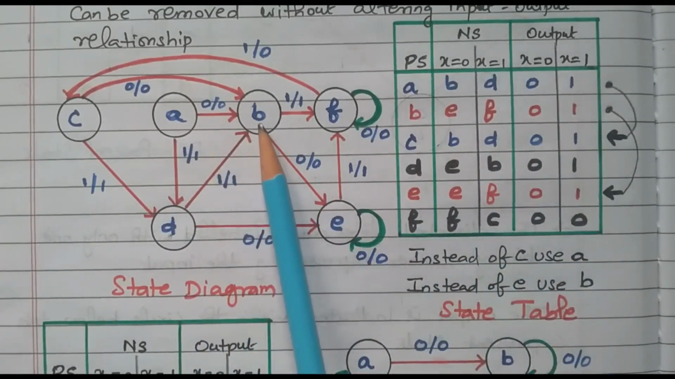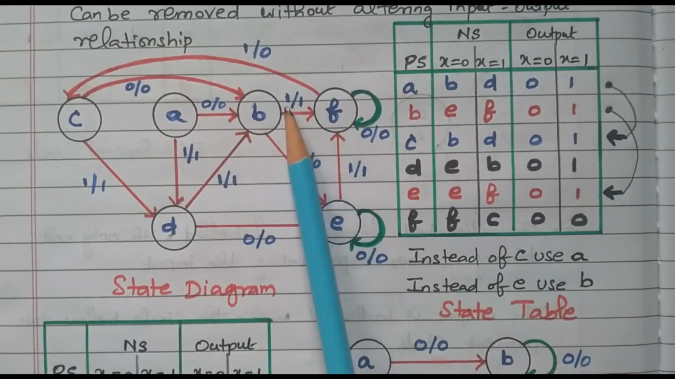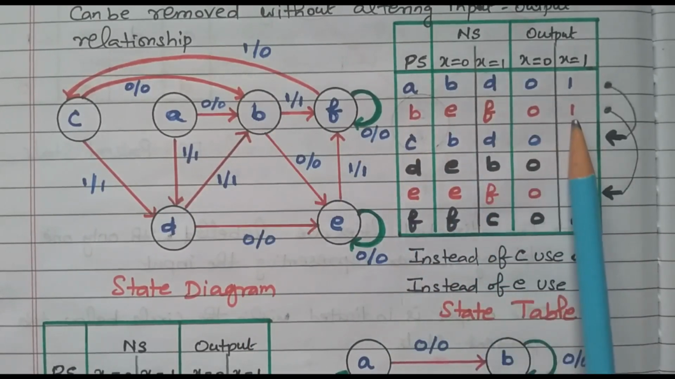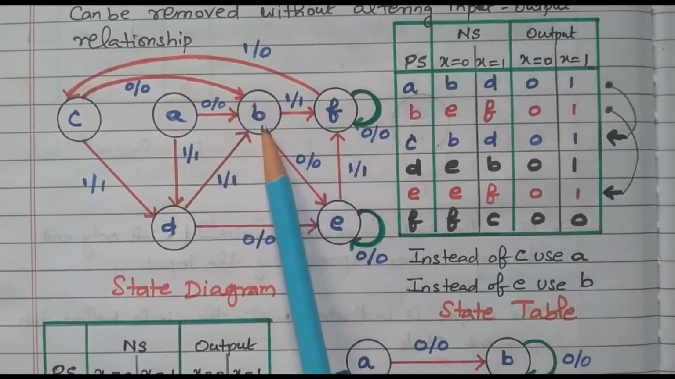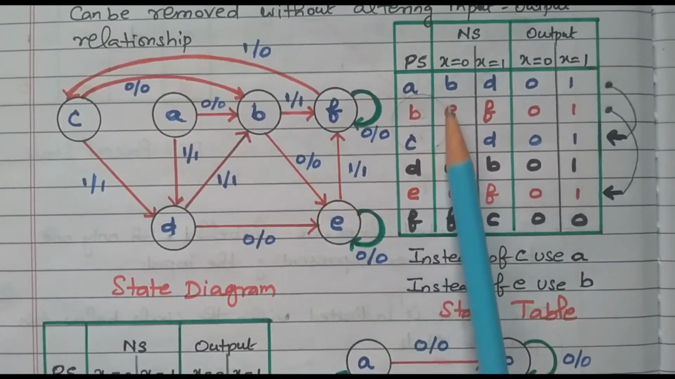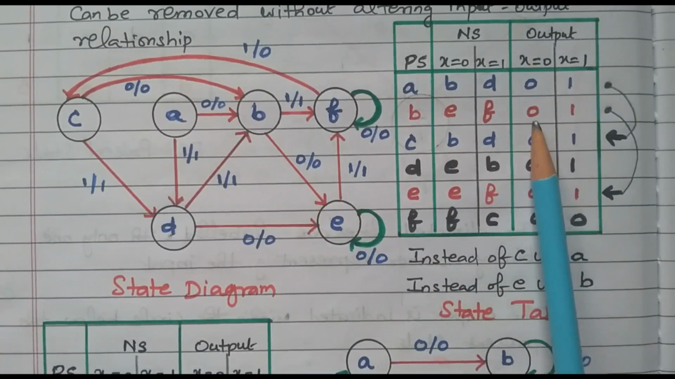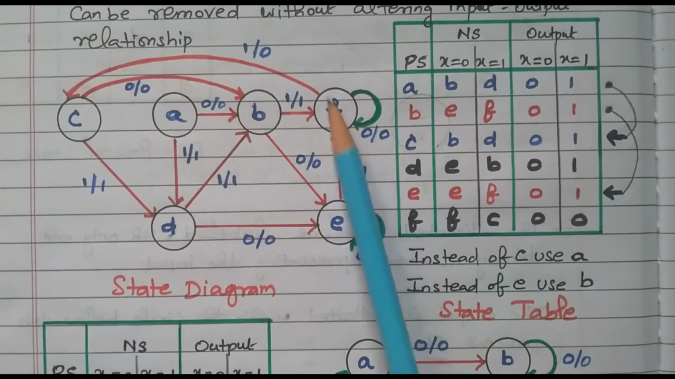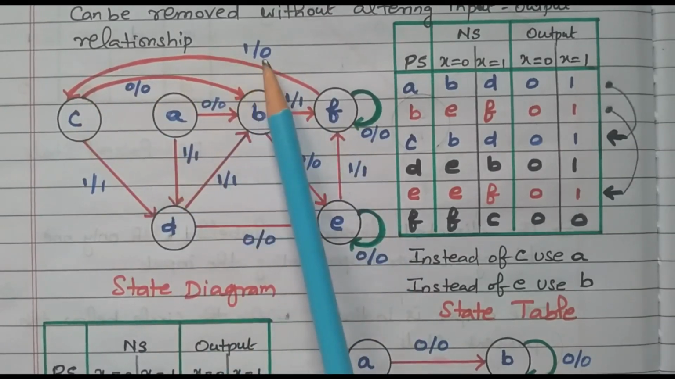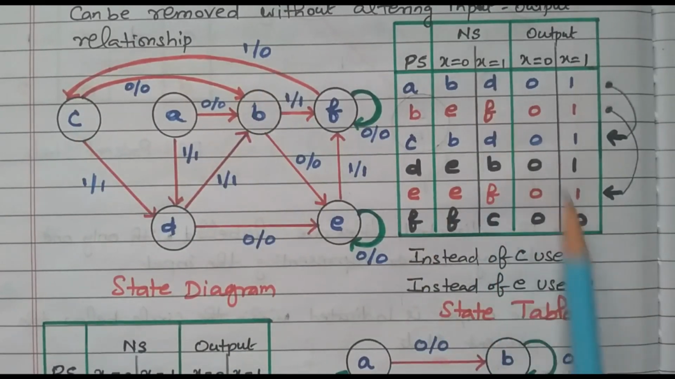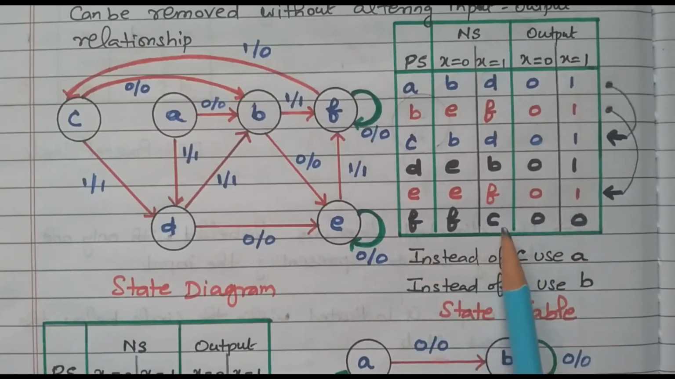Then we will go to B. B goes to F when input x equal to 1, output also 1, right? Then B goes to E when input is 0, output also 0, right? Then we will go to F, we will go in this order, right? F goes to C when input is 1, but the output is 0, right?